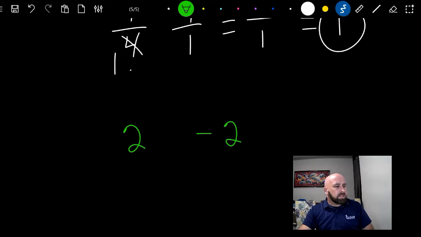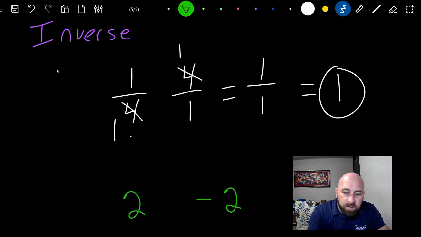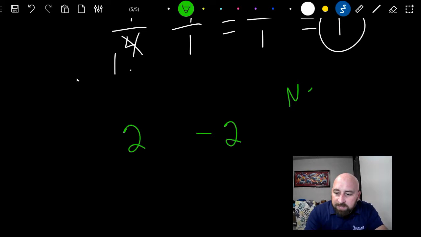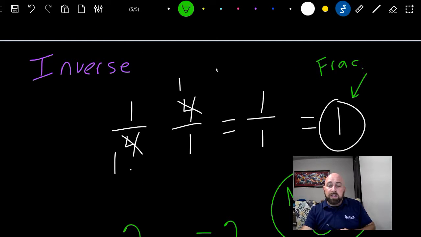So let me write this. The inverse with fractions always equals 1. But with positive and negative numbers, the inverse always equals 0. The inverse is always going to equal 0 on those. Okay? So positives and negatives are going to equal 0. That's the inverse. And then in fractions, it's always going to equal 1. That's the inverse of a fraction.